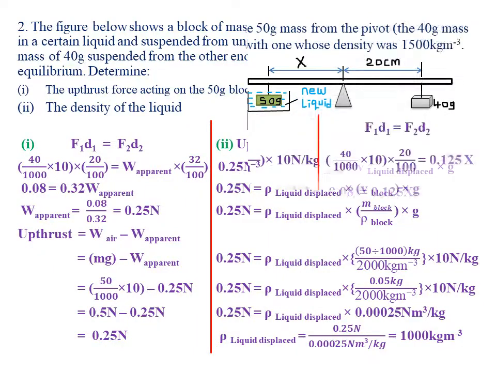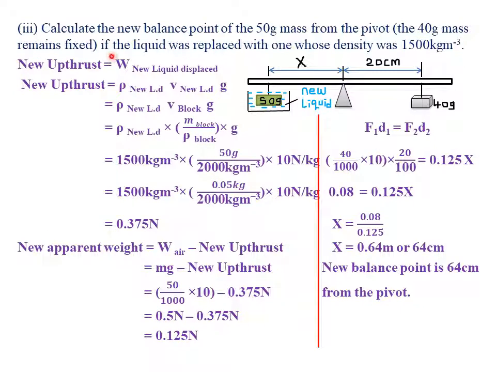Next, we look at Roman 3 of our second example, which reads: calculate the new balance point of the 50 gram mass from the pivot. We are told that the 40 gram mass remains fixed, which means that this distance of 20 centimeters does not change if the liquid was replaced with one whose density was 1500 kilogram per cubic meter. So the only thing that changed is that we replaced the old liquid with a new liquid which has a density of 1500 kilogram per cubic meter.